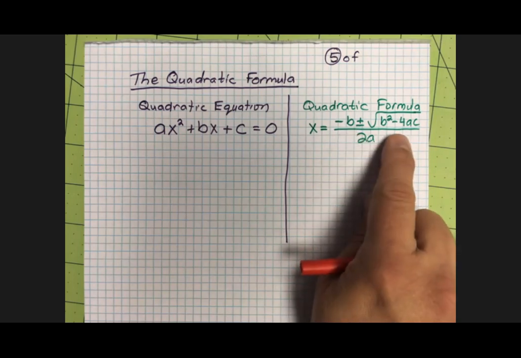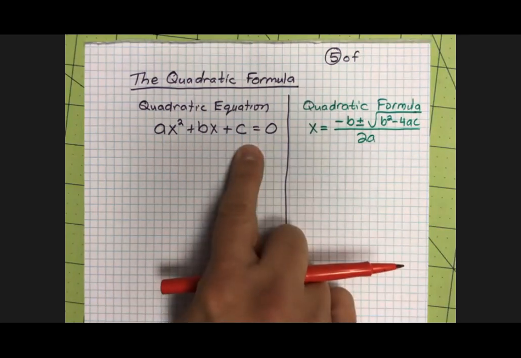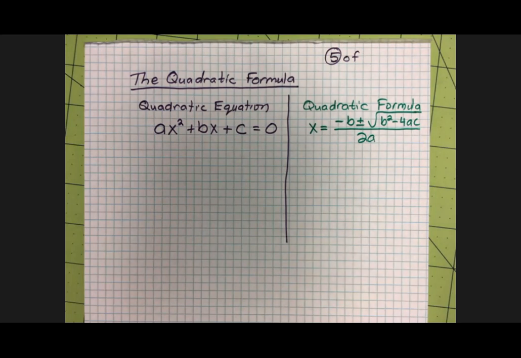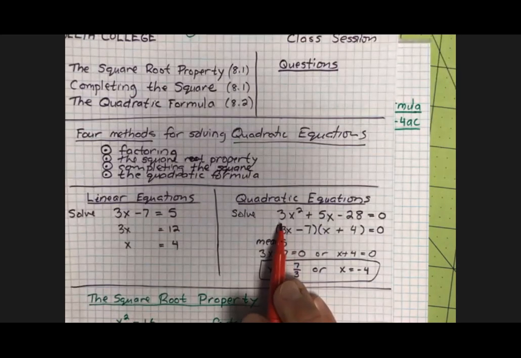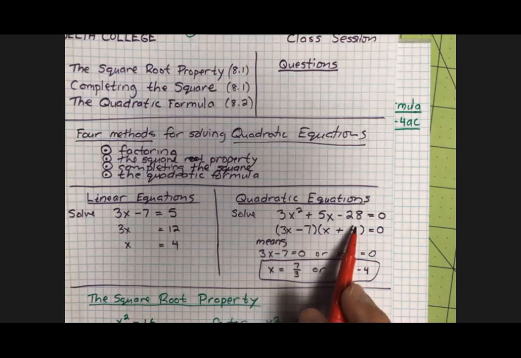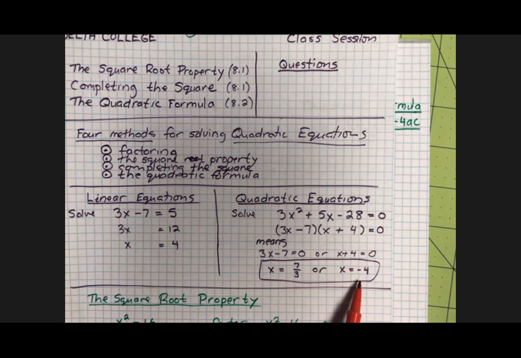And these numbers a, b, and c that go in here come from the problem. So let me pick out one like we've been doing. In fact, why don't I pick out the very first one we started with today? Mostly because I already know the answers. And then I'll know whether I got it right.